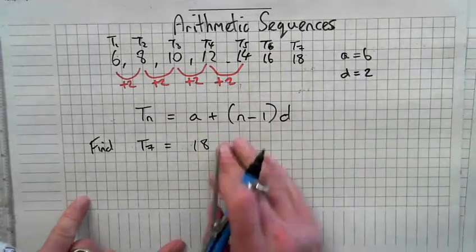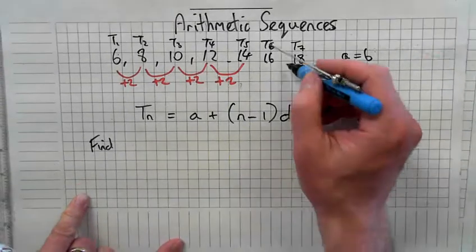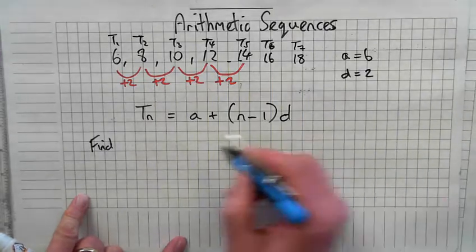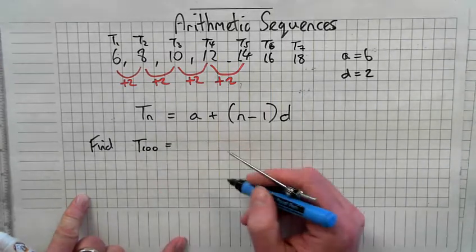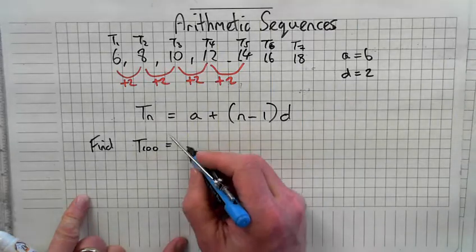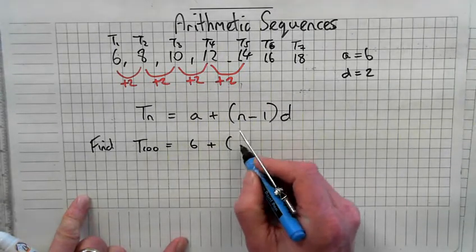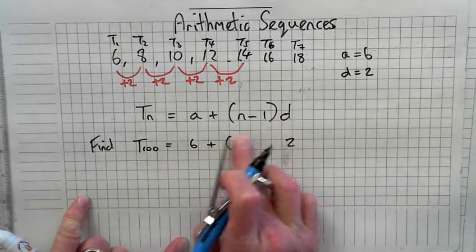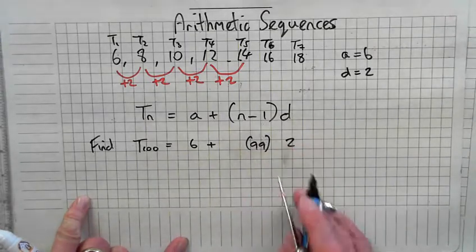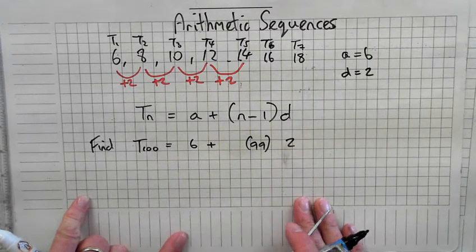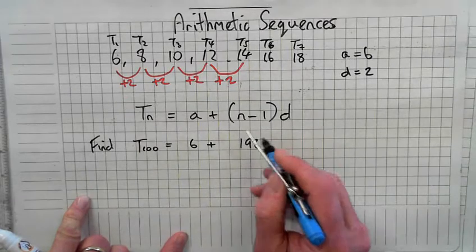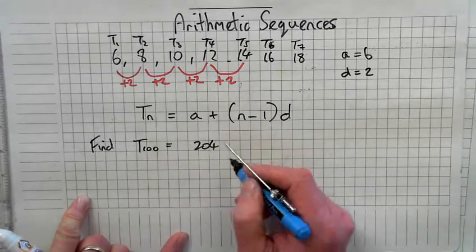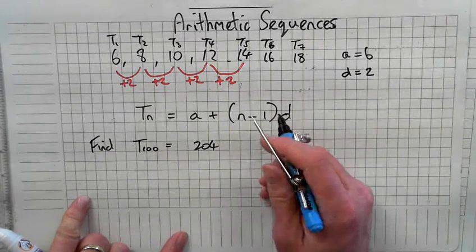Now this comes in very handy if I wanted to find the 100th term in the sequence. If I don't want to keep on adding, I could find the millionth term, the billionth term. So let's find T100. You can do it in your calculator. A is 6 plus 100 minus 1, D is 2. So 100 minus 1 is 99, times 2 is 198, plus 6 is 204. 204 is the 100th term in this sequence.